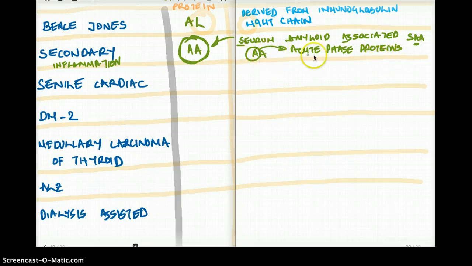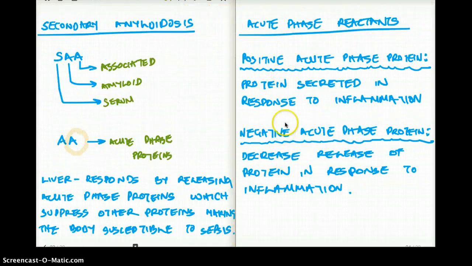Now, you can remember acute phase by the A's that you see here. There are lots of A's, so acute phase. So let's talk about acute phase a little bit in detail. So really, there are two types of acute phase reaction. There's the positive acute phase protein and then the negative.